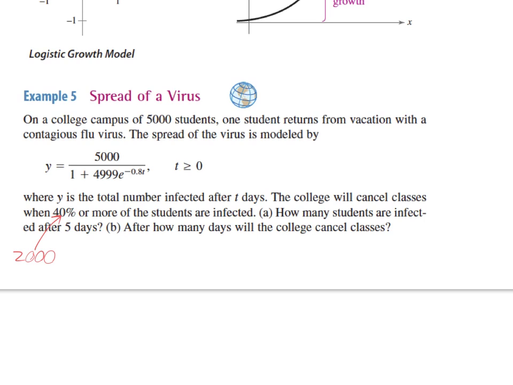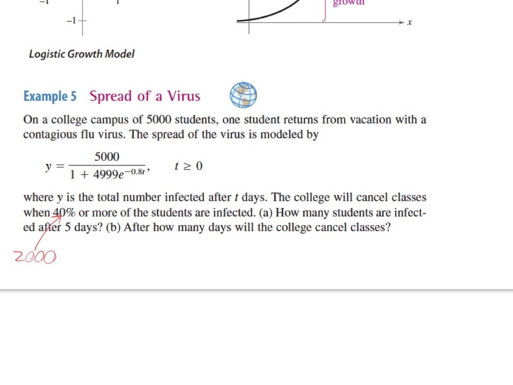2,000 students. Okay? Now, we could use this model. Again, you see this 1 plus something e to the t power. That's what's telling us this is a logistic growth model. How would I figure out how many students are infected after 5 days? You just plug in 5 for t. We're not going to bother doing that because it's so simple. You just plug it in your calculator, you figure out how many there are.